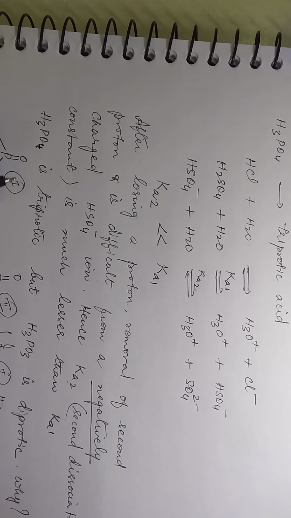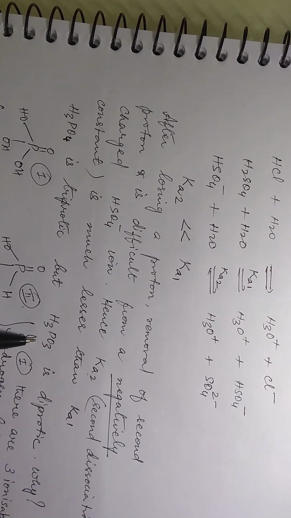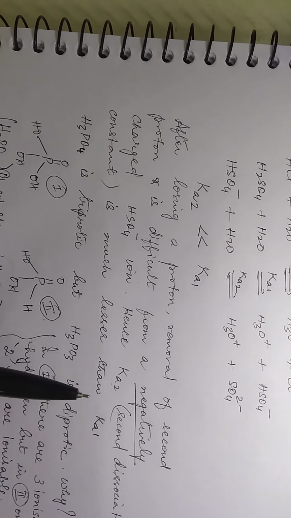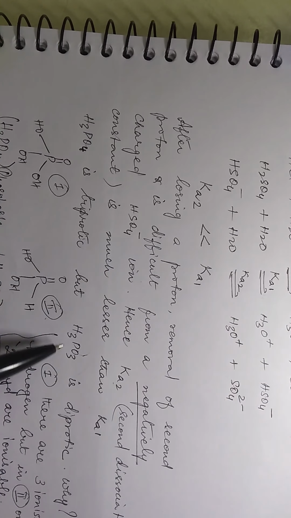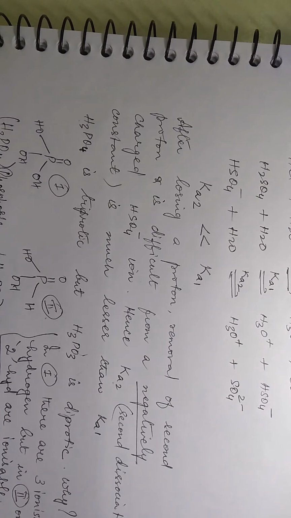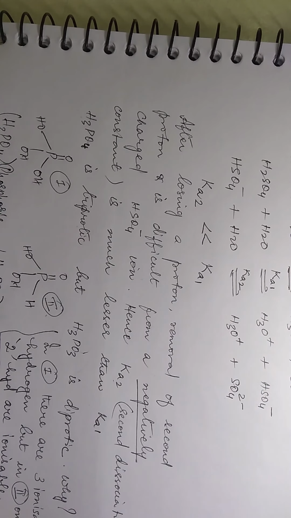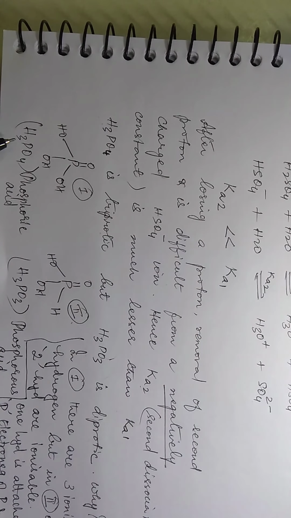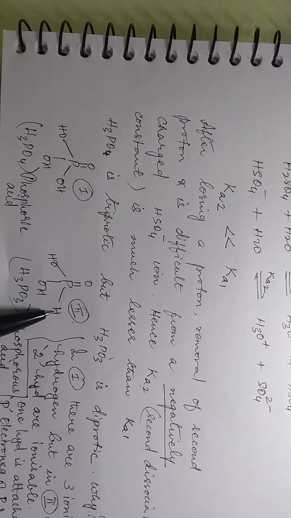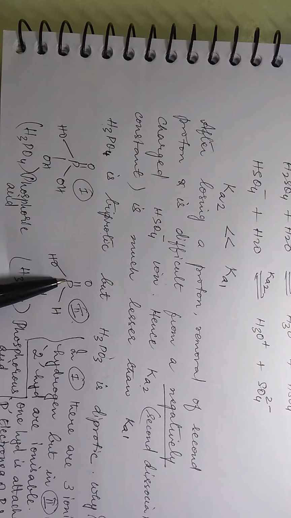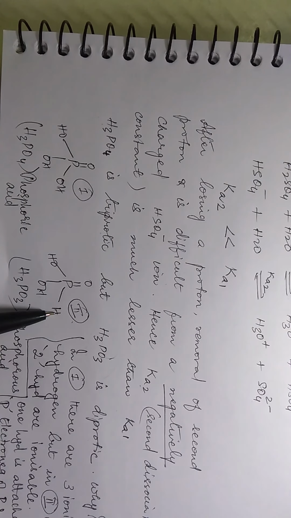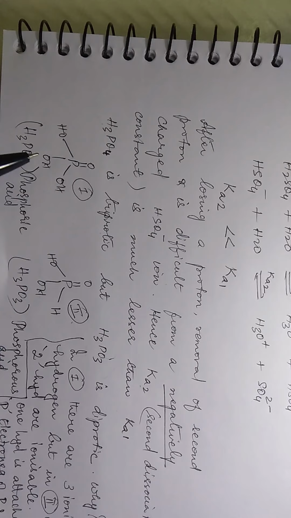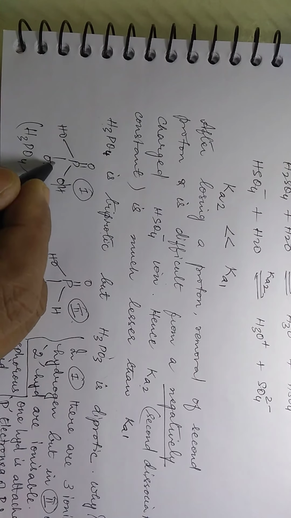Then another interesting question, H3PO4 is triprotic, but H3PO3 is diprotic. Why? From the formula you find this is also having 3 protons, this is also having 3 protons. Then why this is triprotic, this is diprotic? Is it not? Now look at the structure. There are 3 OH groups here. Here there are 2 OH groups and 1 hydrogen is directly attached to phosphorus. Okay. Now this hydrogen is not having O with it. Right. Here there can be ionization possible.